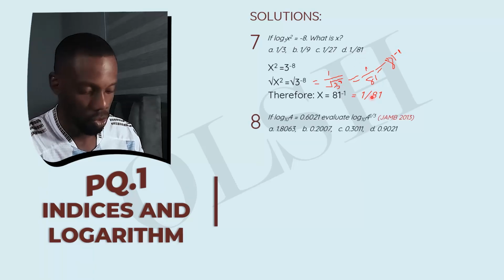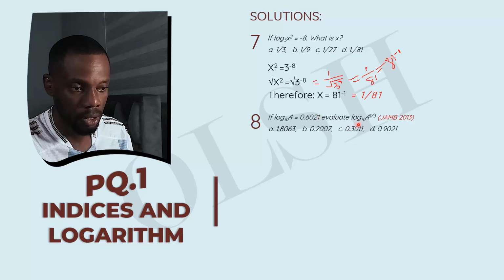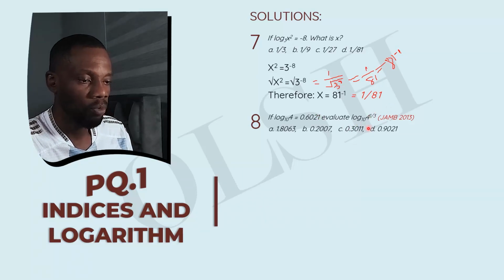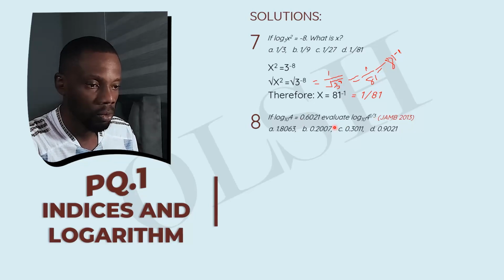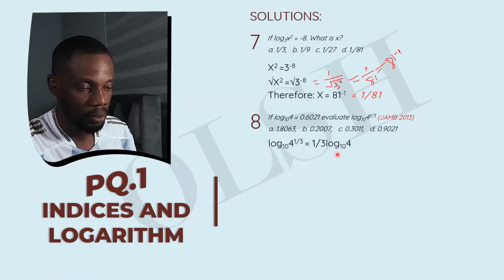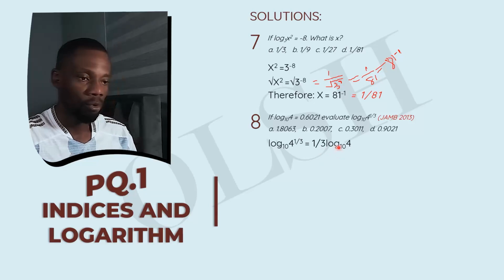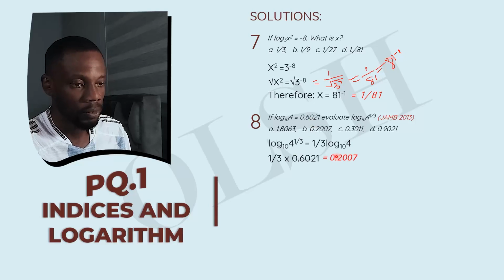It's here. So for number 8, if log 4 to base 10 is equal to 0.6021, evaluate log 4 raised to power 1 over 3 to base 10. So what do we do here? We have to take advantage of the fact that we've been given log 4 to base 10. So log 4 raised to power 1 over 3 to base 10 is same as 1 over 3 log 4 to base 10. We already have a value for log 4. All we need to do is to divide it by 3. So we have log 4 to be 0.6021. If we divide it by 3, we have 0.2007.